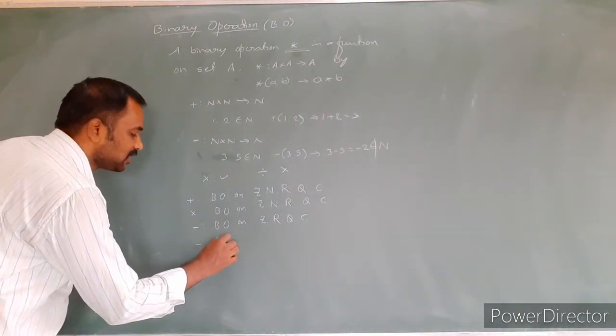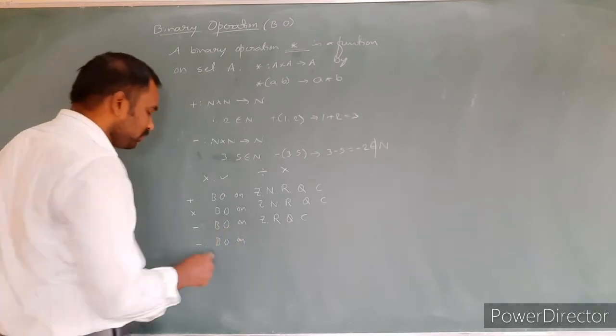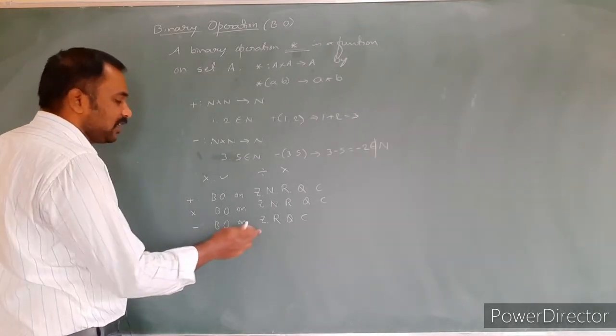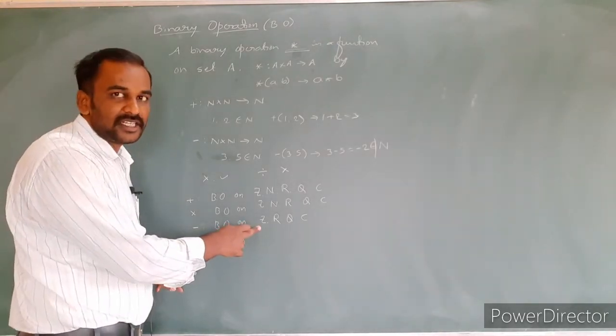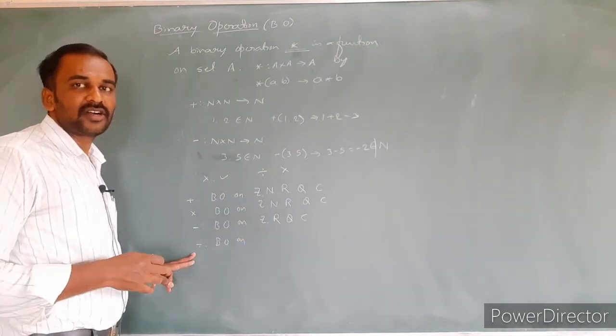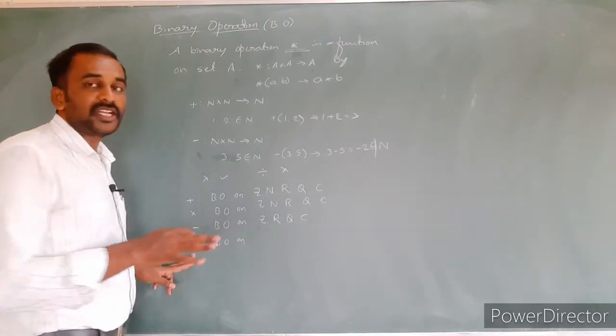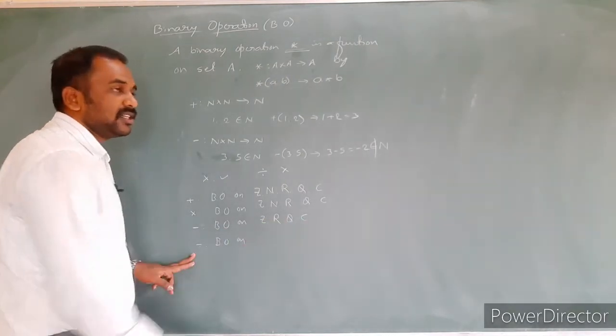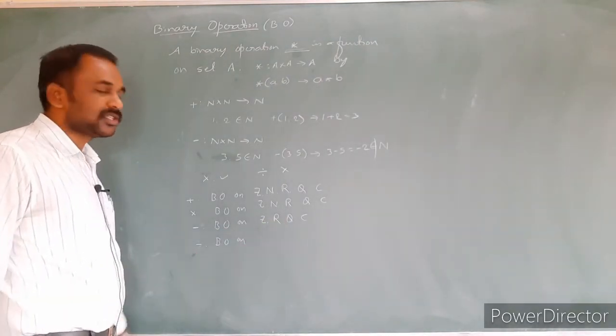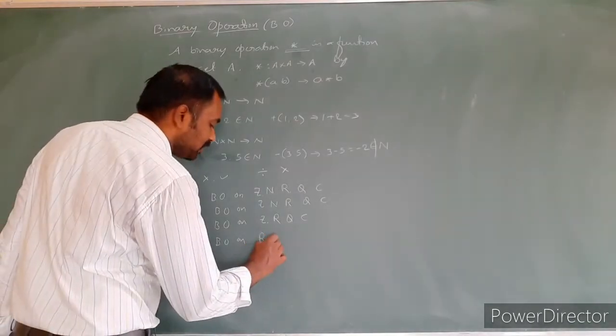Similarly, division is a binary operation on what? It is not a binary operation on Z, the integers. Division of two integers is not an integer. On rational numbers, it is not possible. On the whole real number set, it is not possible. Division, not possible. When is it possible? Only on R star.